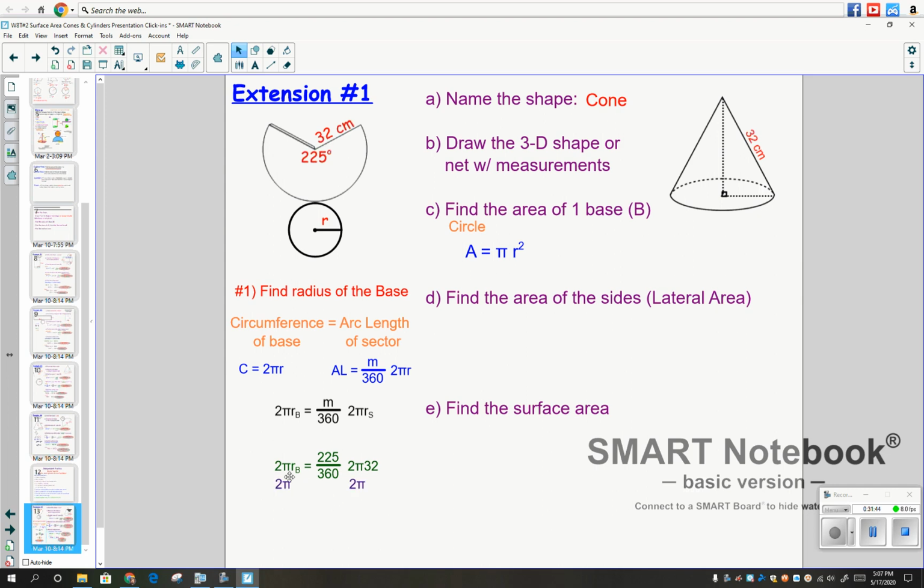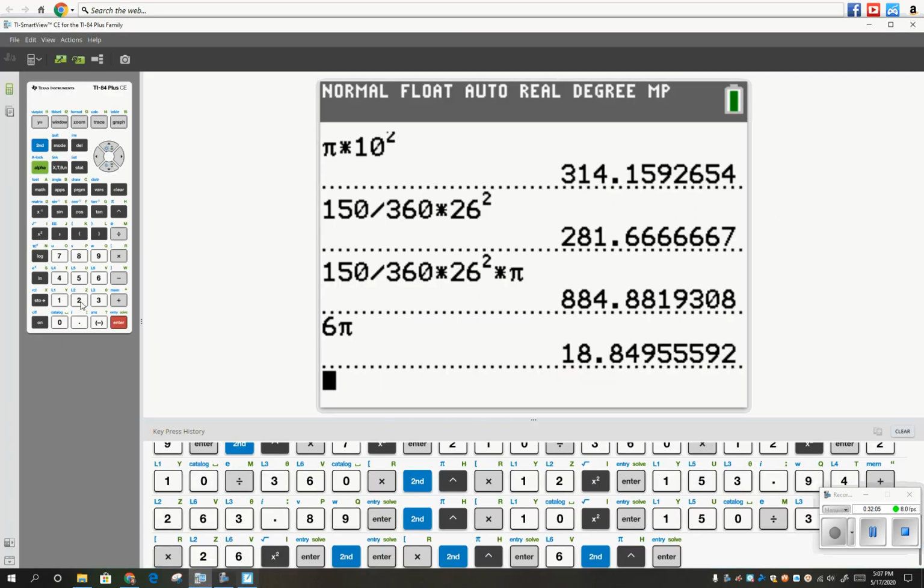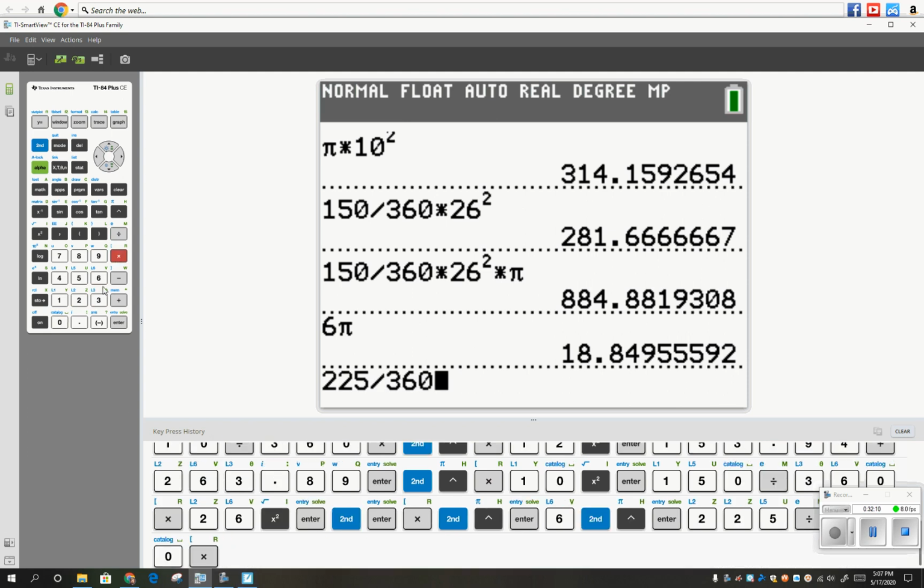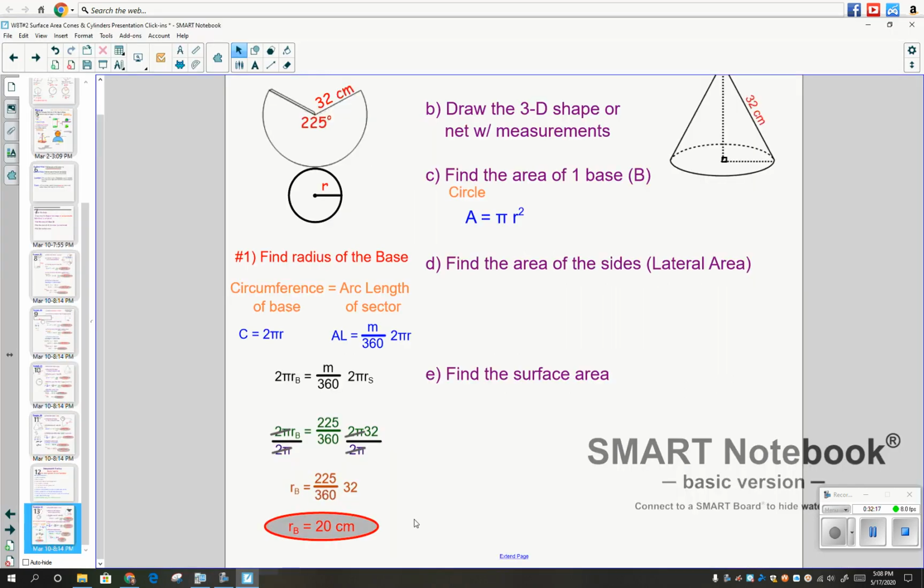So what am I going to do? I'm going to divide both sides by 2 pi. The 2 pi's will cancel out on the right side. The 2 pi's will cancel out on the left side. Leaves me with the radius of the base equals 225 over 360 times 32. If I multiply on my calculator, I get what? 20. So the radius of the base is 20 centimeters.